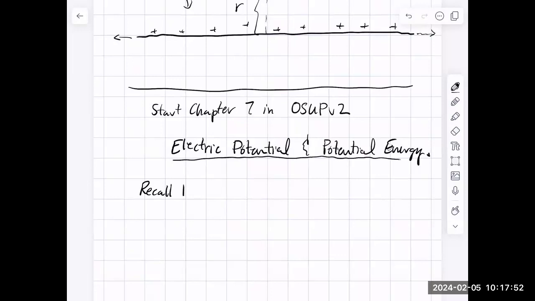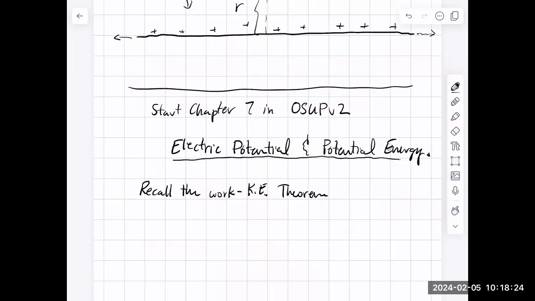So we're going to recall the work kinetic energy theorem. The common way to think of work is force times displacement. And that's sort of right. That's a simple definition. What it neglects is the fact that the only component of the force that contributes to work is the component that is parallel to the displacement.